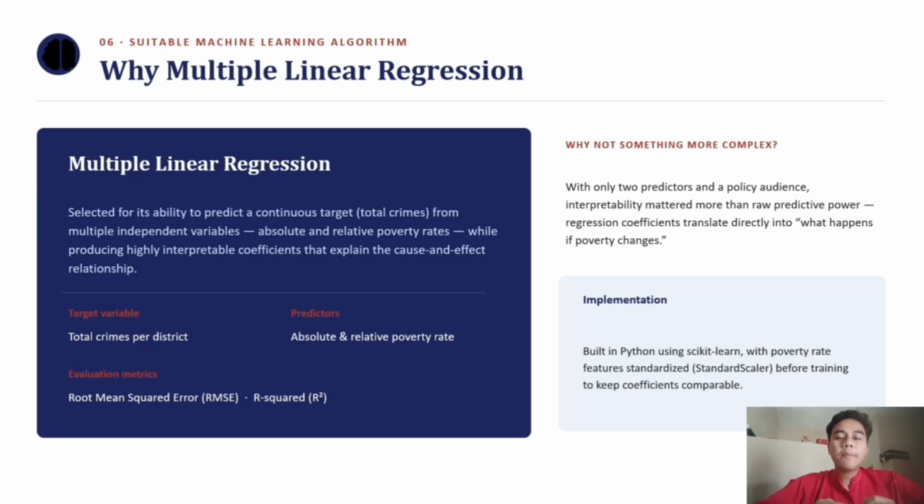We built this model in Python using scikit-learn, with our poverty rate features standardized using StandardScaler before training to keep the coefficients comparable. We evaluated the model using two metrics: root mean squared error, or as we call it, RMSE, and R-squared.